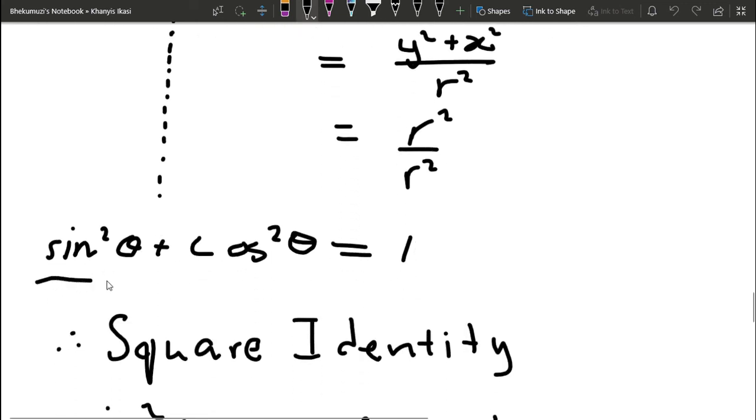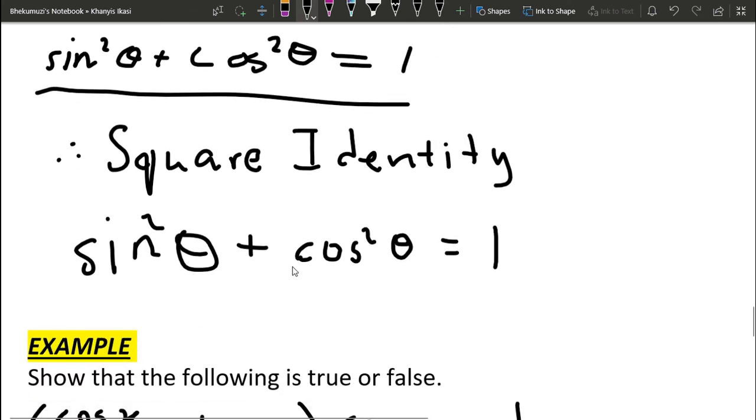So this basically means that we have an identity that says sine to the power 2 plus cos to the power 2 is equal to 1, irrespective of the angles. But the angles have to be the same. Remember, the angles have to be the same on the sine and the cos. And that is our square identity.